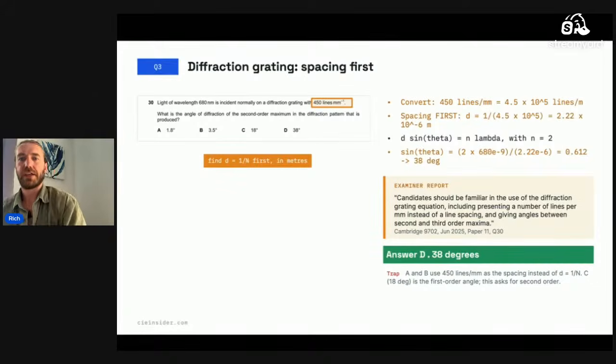So answer D, 38 degrees. That's a good point, actually. When this mentioned giving angles between second and third order maxima, this one just said angle of diffraction of the second order. Sometimes you do get questions where you have to give the angle that would be between the second orders.